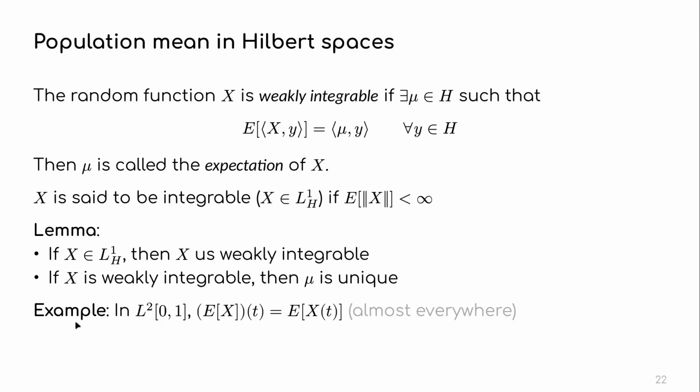And so a common example, if I'm working with L2, then the expectation of x evaluated at t is simply the expectation of x of t. And notice the gray for almost everywhere. It's a technical detail that we will be freely ignoring here. For all intents and purposes, assume that you take the expectation pointwise and that's it.